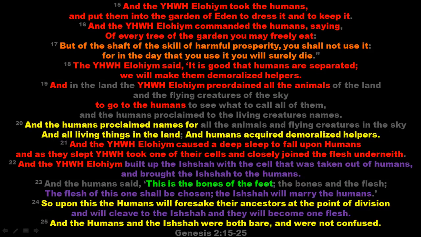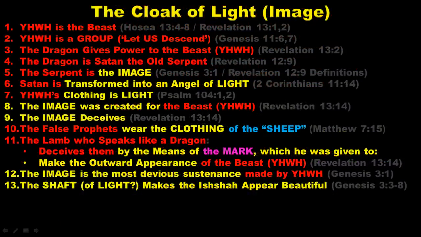In Genesis 2, it says initially they were bare and were not confused. And in chapter 3, the meaning of bare becomes clear. We're told the Yahweh wear clothing of light. The image is their outward appearance. So anyone who is bare is one who is not using the image, not wearing the cloak of light that changes their appearance.